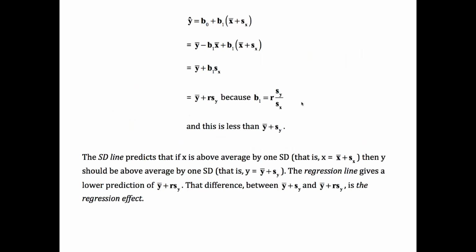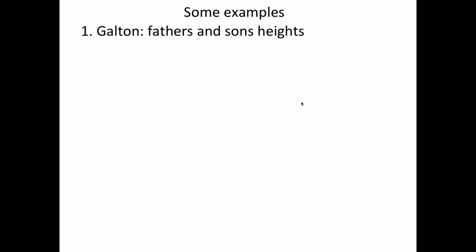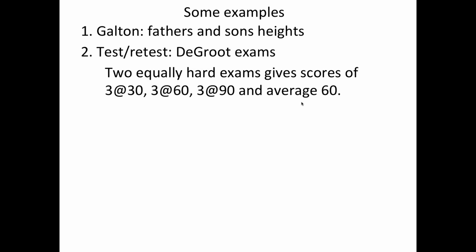There's some algebra. You can read the algebra later. We'll talk about some examples. So father and son's height is the first example that we just did. Another example that I often use with my students is a really simple test-retest example that I got from Morris DeGroot's math stat book from, oh gosh, 35 years ago. DeGroot came up with the example, and it's artificial, but it makes the point.